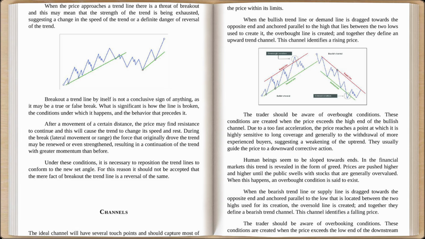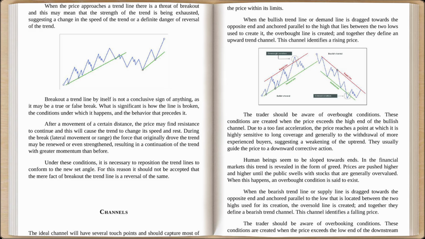The ideal channel will have several touch points and should capture most of the price within its limits. When the bullish trend line or demand line is dragged towards the opposite end and anchored parallel to the high that lies between the two lows used to create it, the overbought line is created, and together they define an upward trend channel. This channel identifies a rising price.